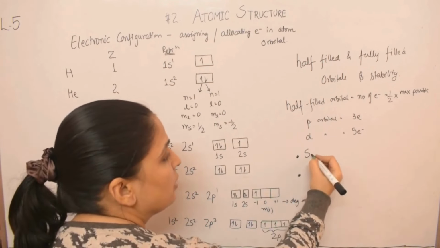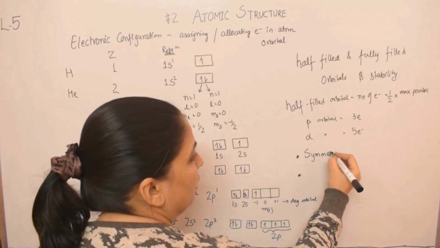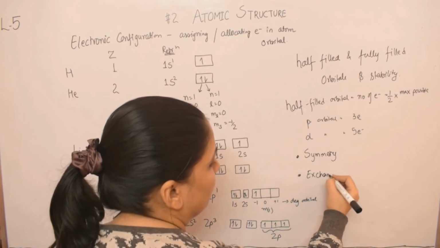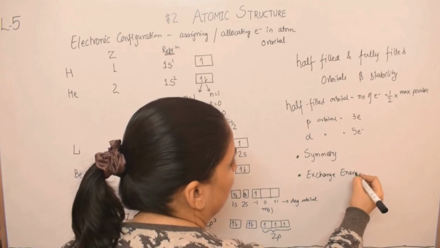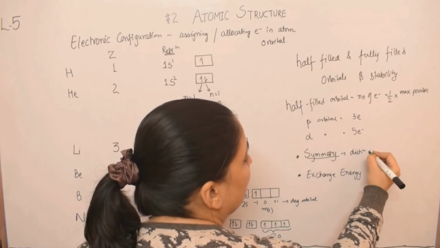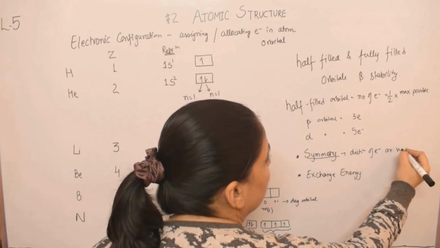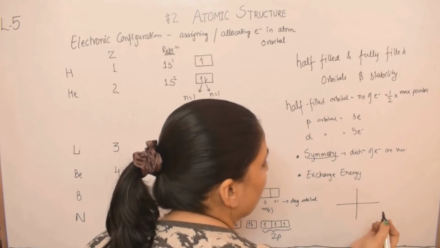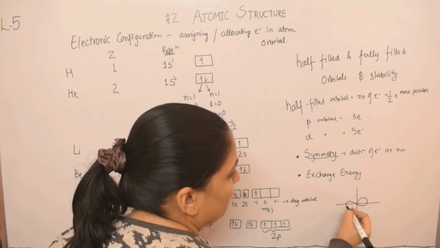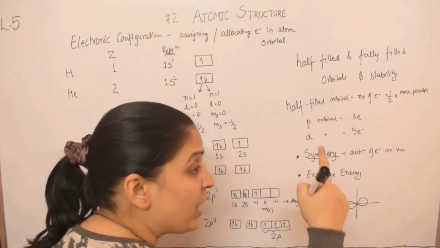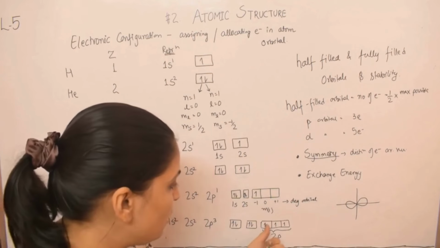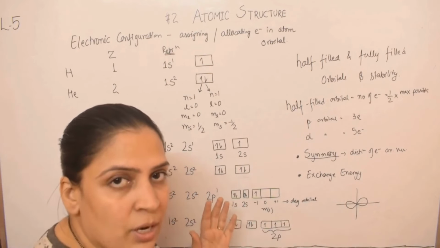The first reason is symmetry, and the second reason is the exchange energy. Symmetry refers to the distribution of electrons around the nucleus. Since we are talking about the p orbital, which is a directional orbital, suppose in the px orbital there is one electron, along the y direction there is a second electron, and along the z direction there is a third electron, because each of these represents three directions around the nucleus.